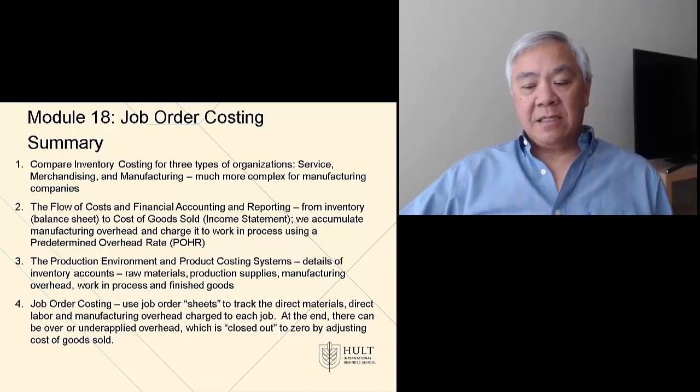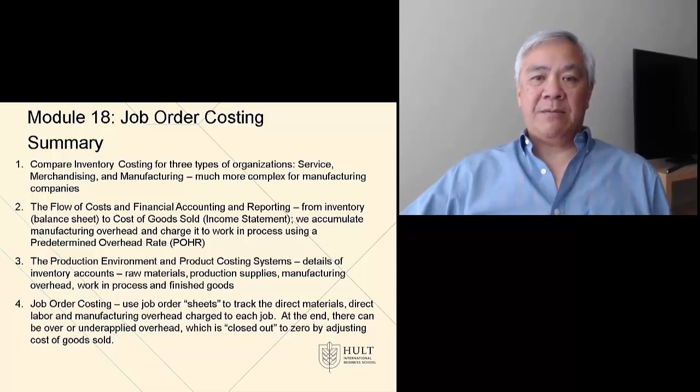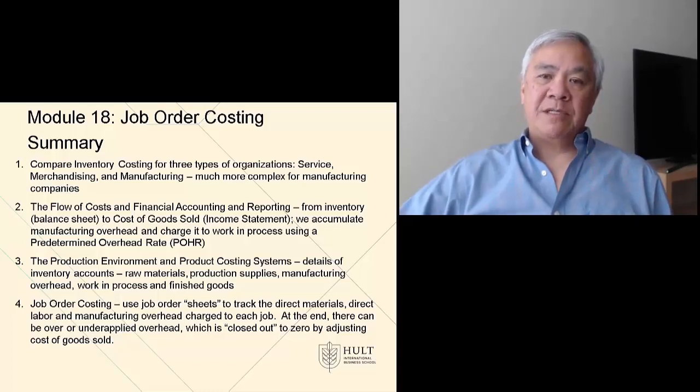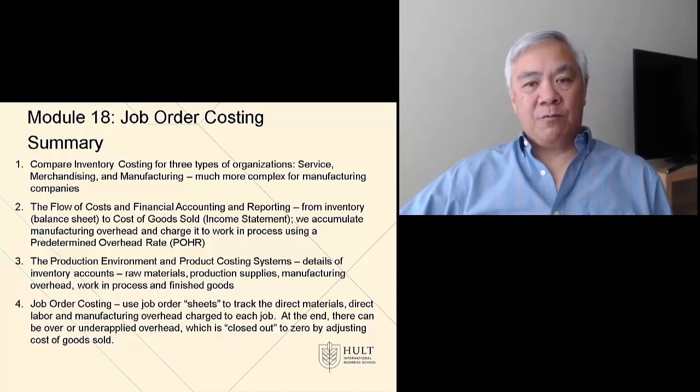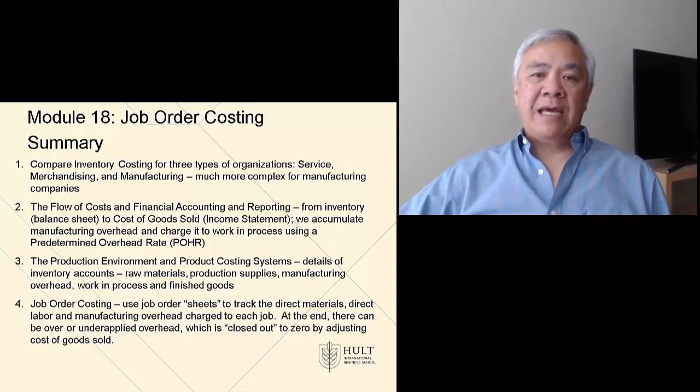So, summarizing Module 18, job order costing. First, we looked at costing for different types of organizations: service, merchandising, and manufacturing. They're all quite different, with manufacturing obviously being the most complicated. Next, we looked at the flow of costs and how the reporting works. And that's where we see the movement from expenditure to raw material to supplies, etc., then work in process, finished goods, cost of goods sold. Then we looked at the creation of the POHR, the predetermined overhead rate, and how that enables us to have some measure of how we're doing during the year before we really know all the overhead costs that we will be applying for the year.